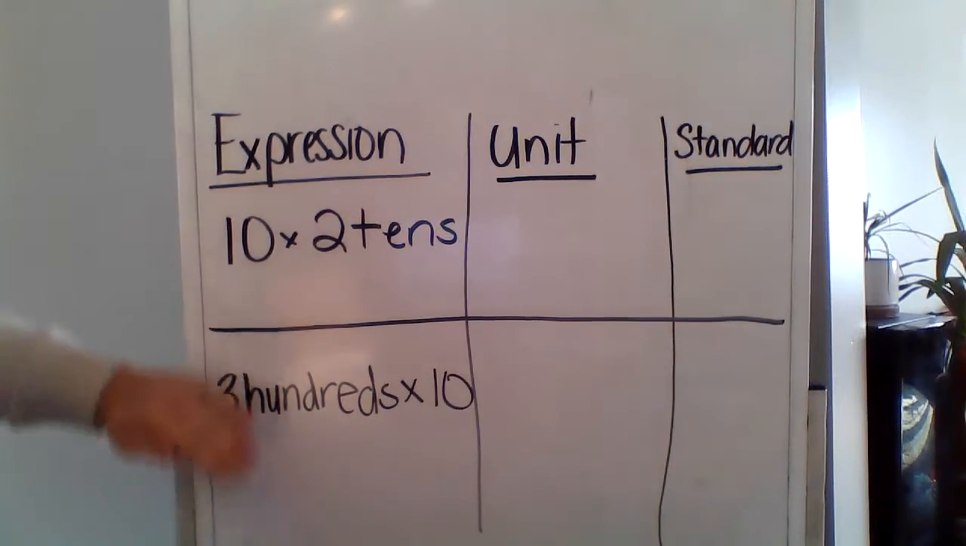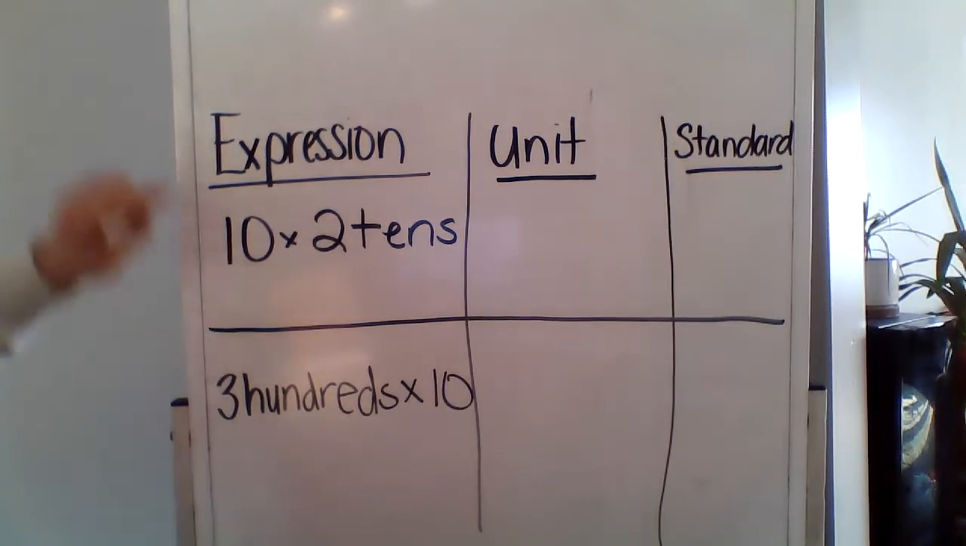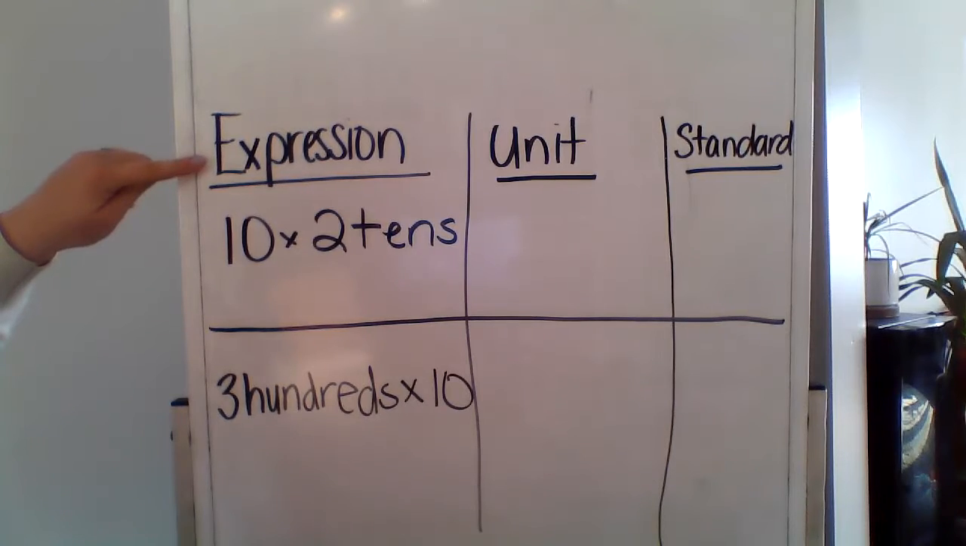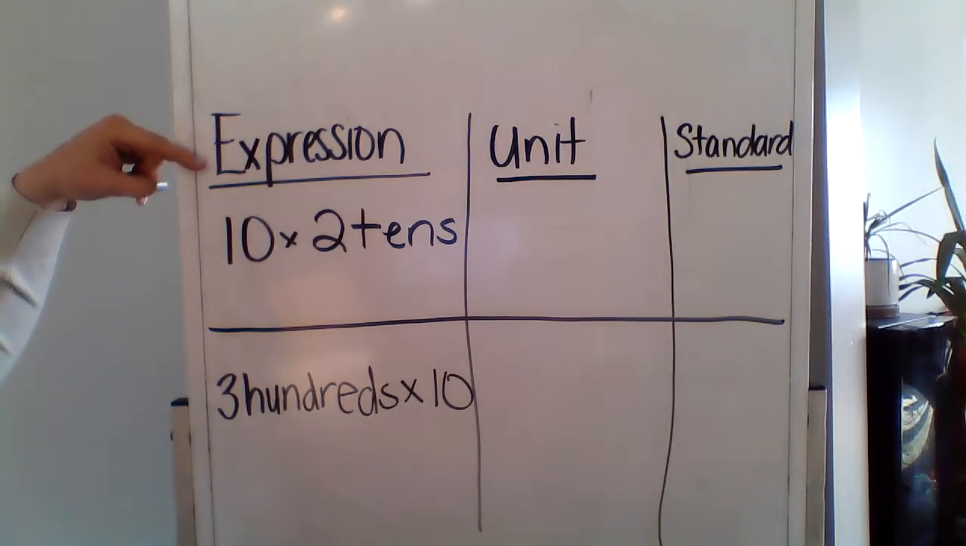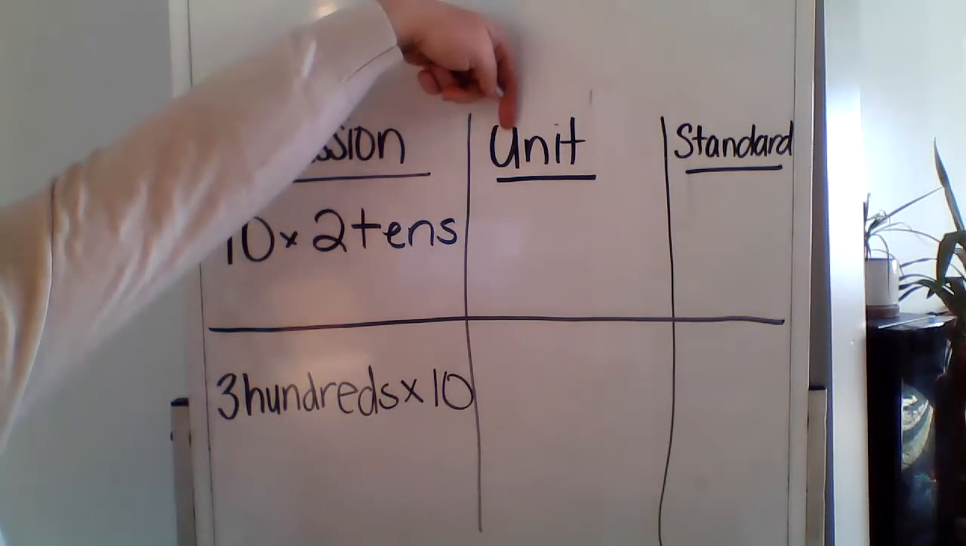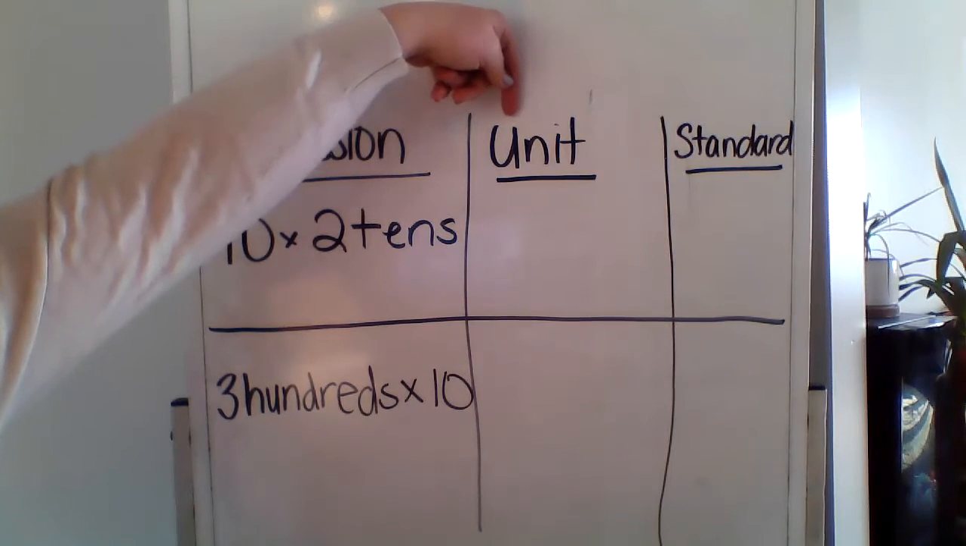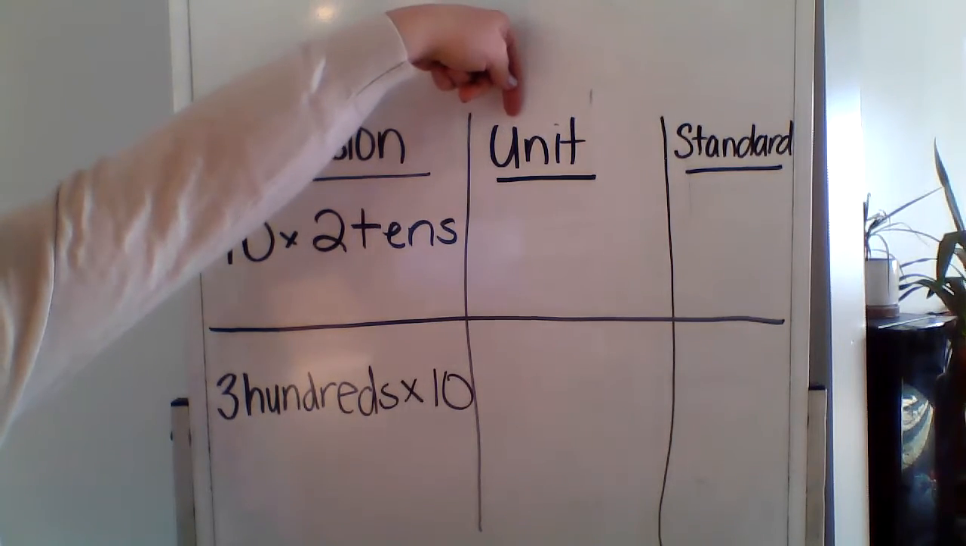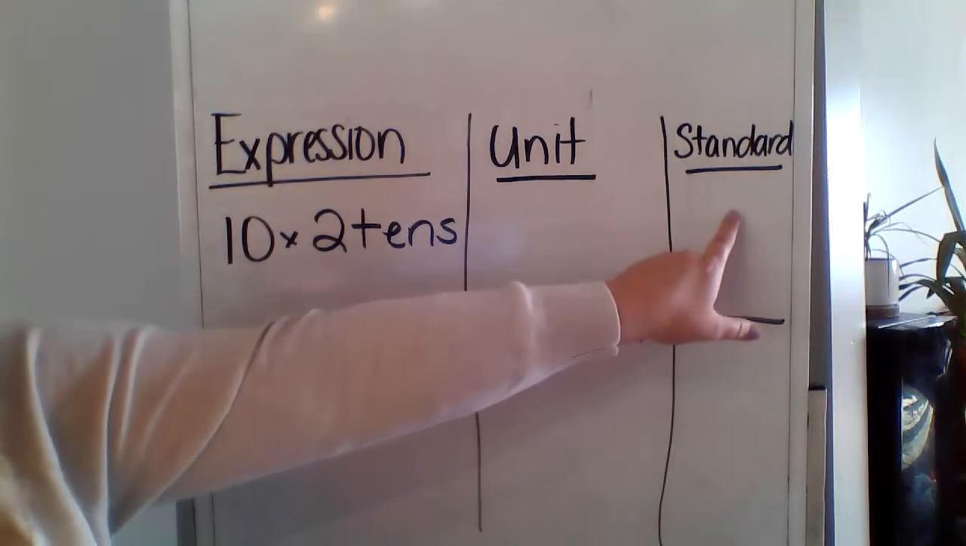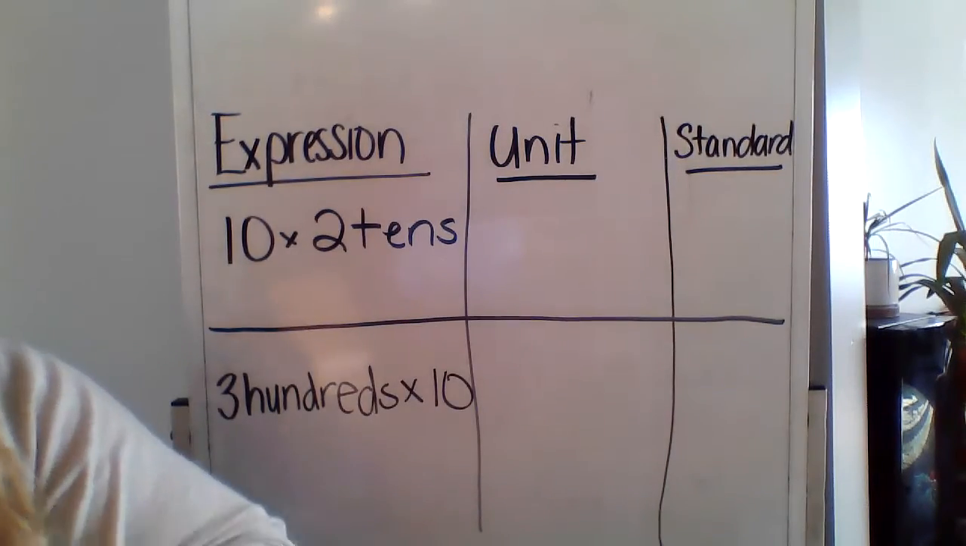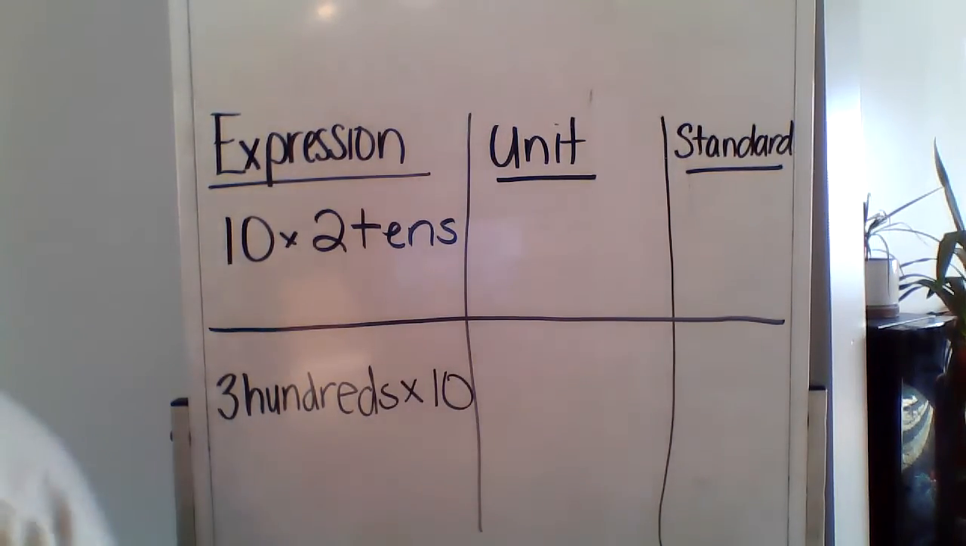The first part has expression. And remember, an expression is a fancy word for a math problem. We then have what's called unit form, which is thinking about our place value. We're going to need to write numbers and words for unit form. Standard form is how we would typically say it or show it on our paper. So let's do the first problem together.